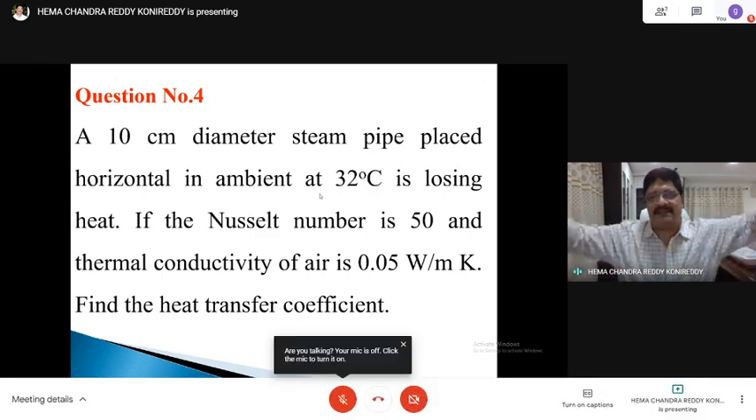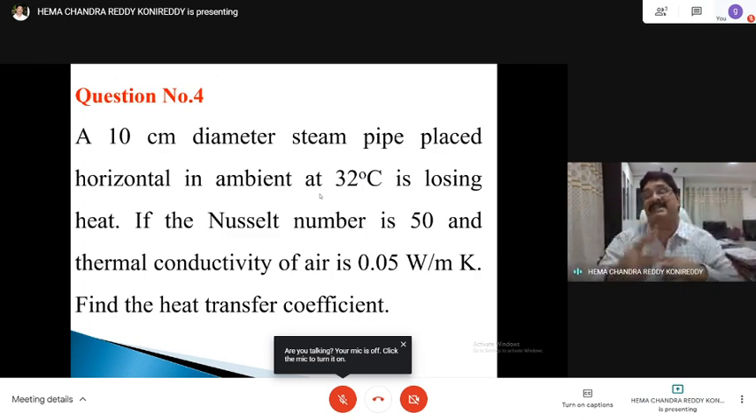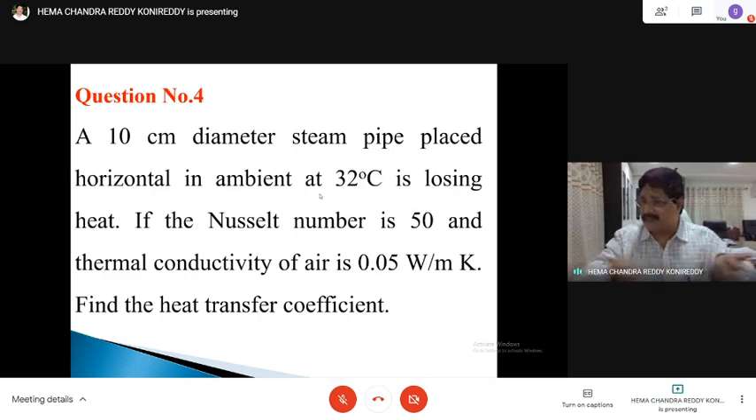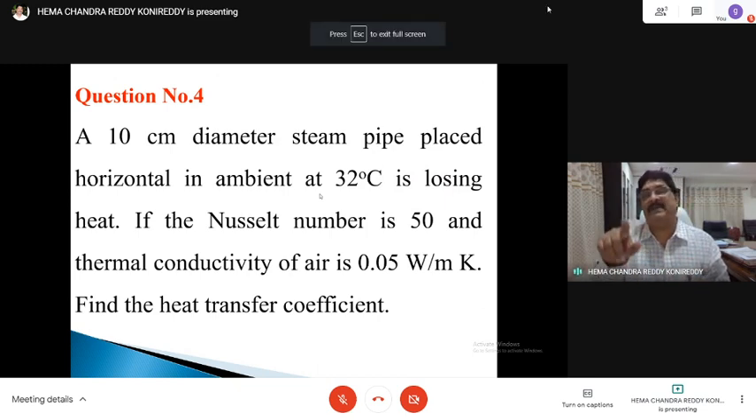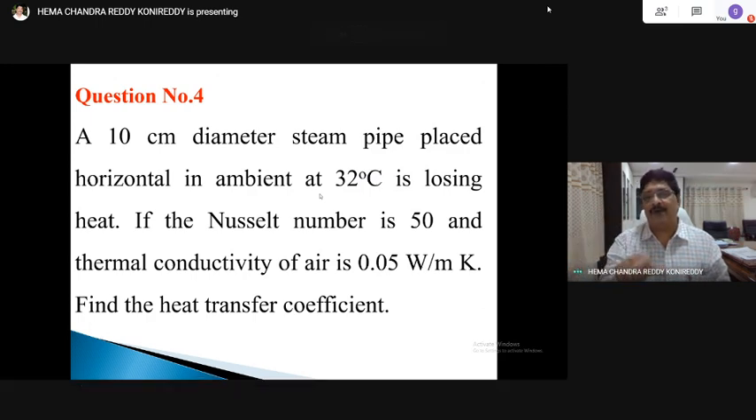So for a horizontal steam pipe placed in ambient condition, what is the characteristic dimension? For all horizontal cylinders, the characteristic dimension in natural convection is its diameter. Please remember, I have told this yesterday. So diameter is the characteristic dimension. Nusselt's number value was given, and what is Nusselt's number? Nusselt's number is equal to hL by k. You are asked to find h. k is given.